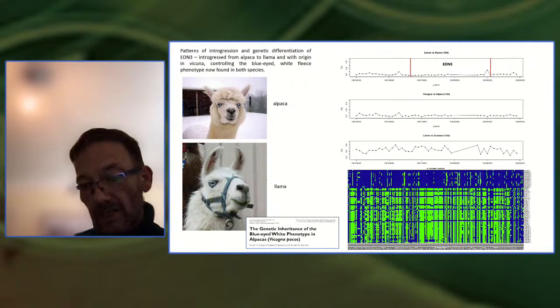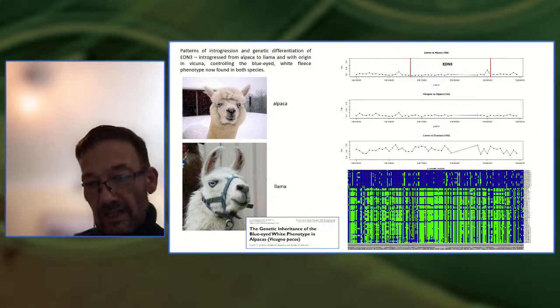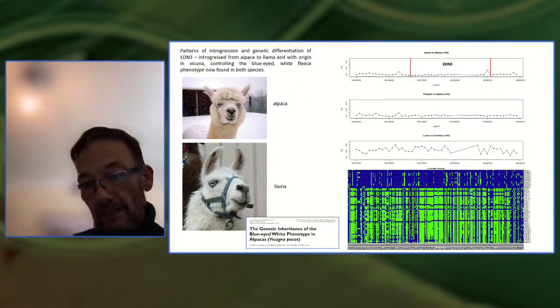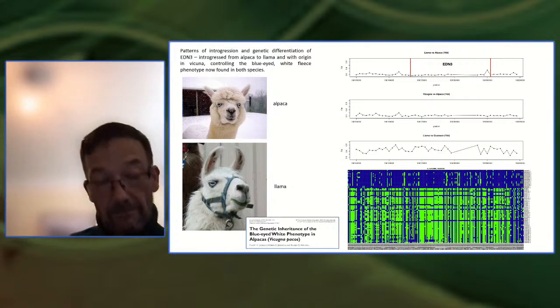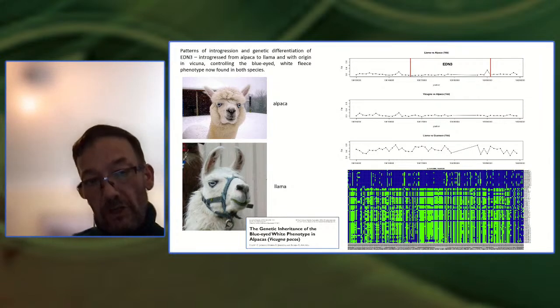So what that tells us is that this is a phenotype that was recovered from the variation in the genome of the vicuña in the alpaca when it was domesticated, and then deliberate introgression and deliberate hybridization has ported across this phenotype into the genome of the llama as well. So this phenotype has its origin in the vicuña, or at least in the alpaca, and its original genomic architecture in the genome of the vicuña.